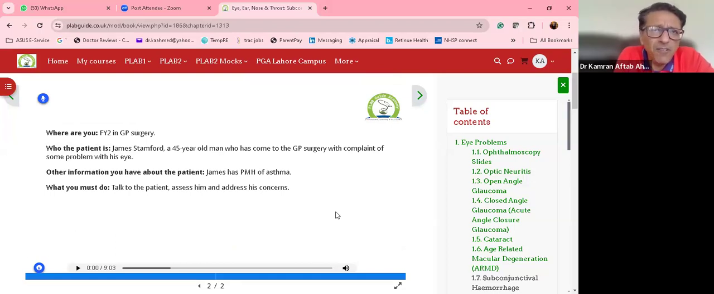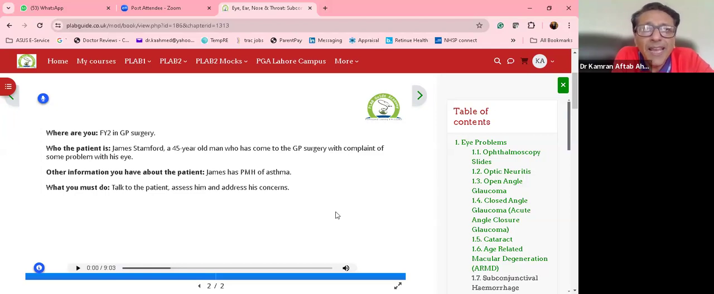Yeah, so subconjunctival hemorrhage, typically it will be painless, unilateral. The patient will come to the GP setting and say, doctor, I have got redness in the eye since this morning. When I woke up, I found that my eye was red. I'm not having any problem whatsoever. If the patient has got pain, then this is not subconjunctival hemorrhage. This is something else. If the patient has got decreased vision, then this is not subconjunctival hemorrhage. This is something else.